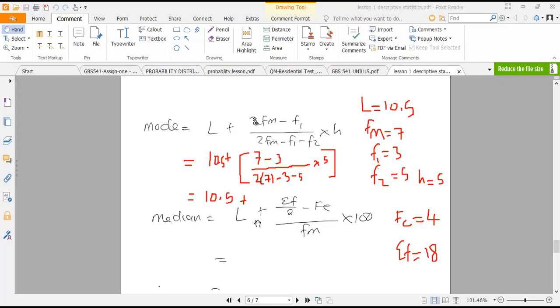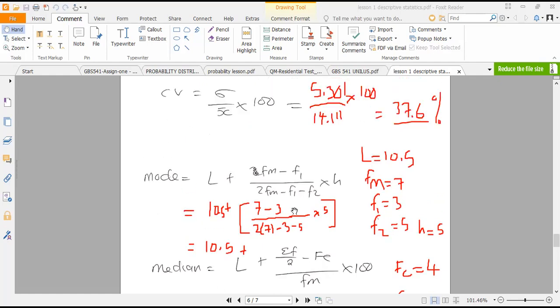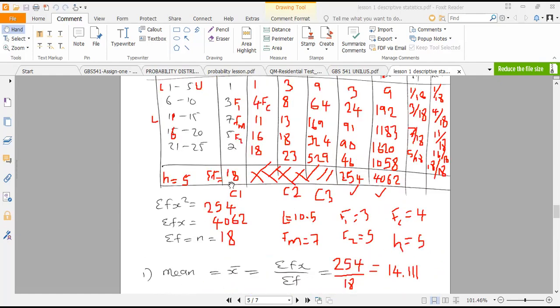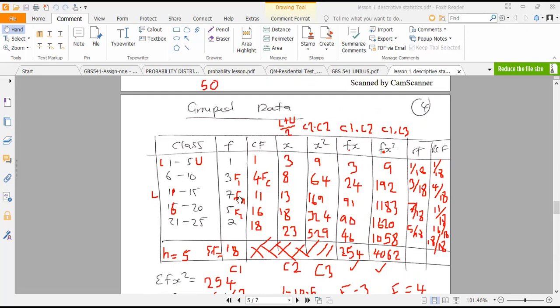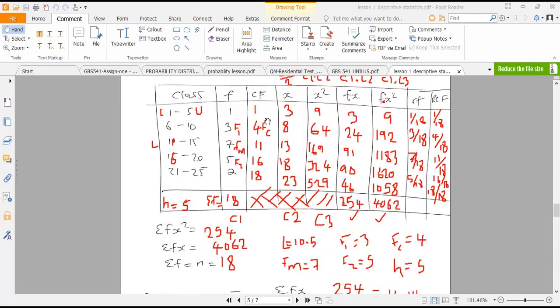Then to find the median, I said median is a middle value. So you find half of n. Summation of f here was 18, so half of 18 is 9. You go to the cumulative frequency column and find which number is equal to 9 or first exceeds 9. You get 11 there. So you draw an invisible arrow here. The number above the 11 is your Fc. The number next to the 11 is your Fm, and you get the lower bound from there.